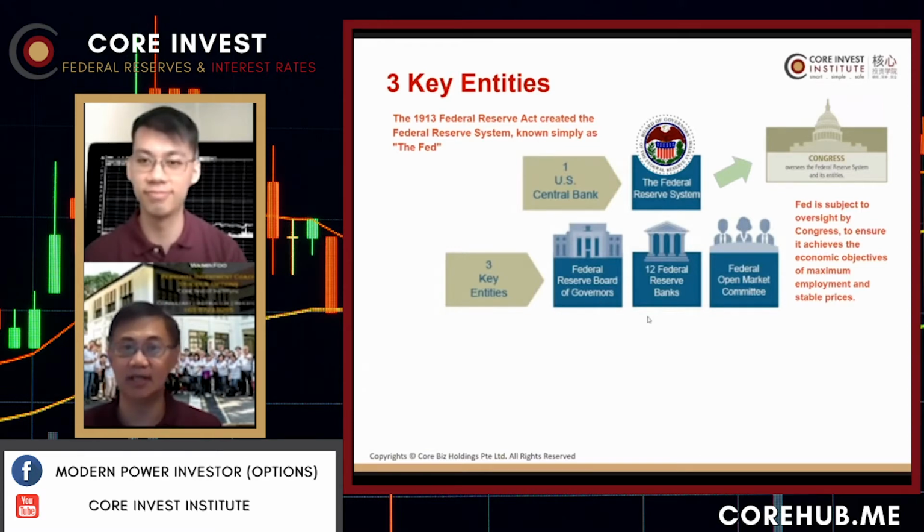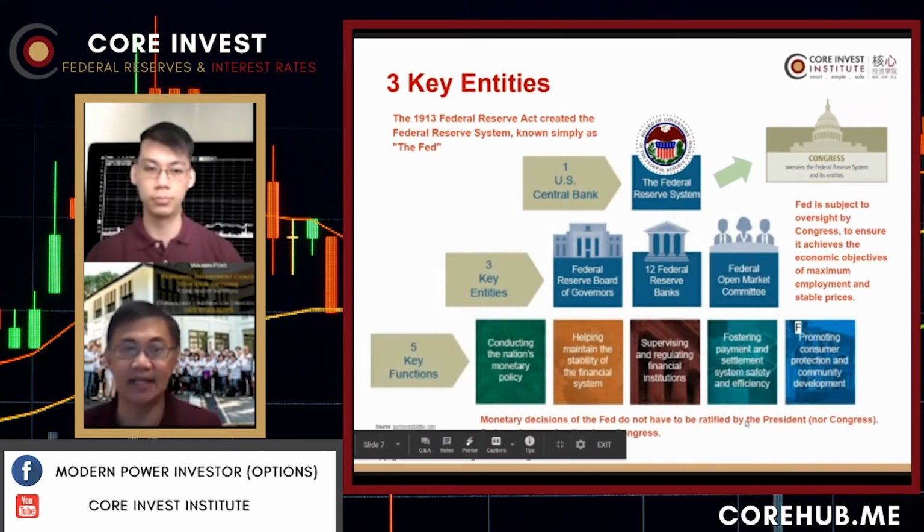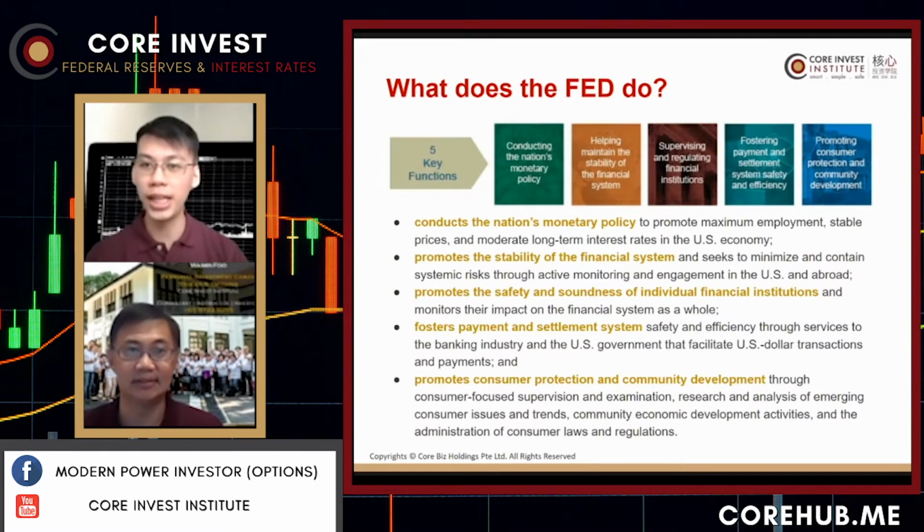So this is the Federal Reserve, and it is under the oversight of Congress, in such a way as to align with the country's policies and monetary policies. So one central bank, 3 key entities, and 5 key functions. It's important to know that the decisions and functions of the Federal Reserve are independent of the president, so that there is no influence from the president of the US. Regarding the 5 key functions, let's go into detail.